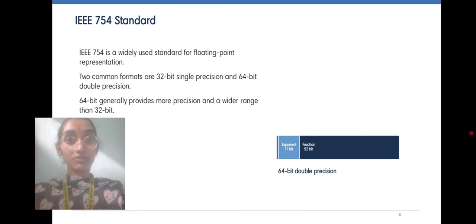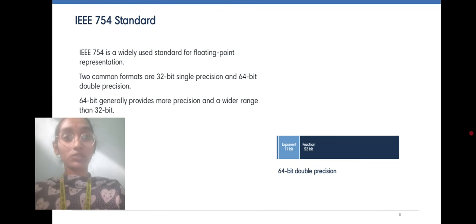IEEE 754 standard. IEEE 754 is a widely used standard for floating point representation. Two common formats are 32-bit single precision and 64-bit double precision. 64-bit generally provides more precision and a wider range than 32-bit.